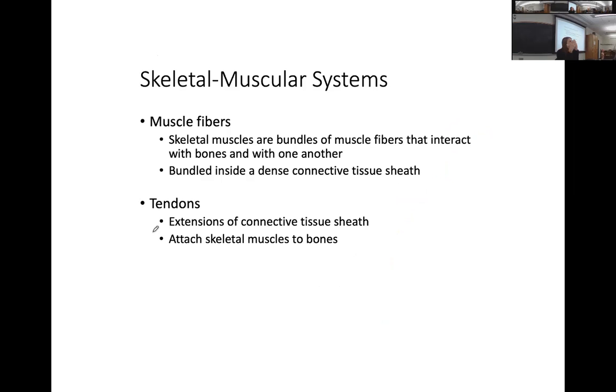And then you also have tendons. Maybe you've heard of somebody having tendonitis in their elbow or their shoulder or their ankle, things like that. This is extensions of that connective tissue sheath that attach to skeletal muscles and bones. So when you think of the muscles and the bones, they aren't just a muscle and a bone. There's things that attach them to each other to help with those muscular skeletal systems.